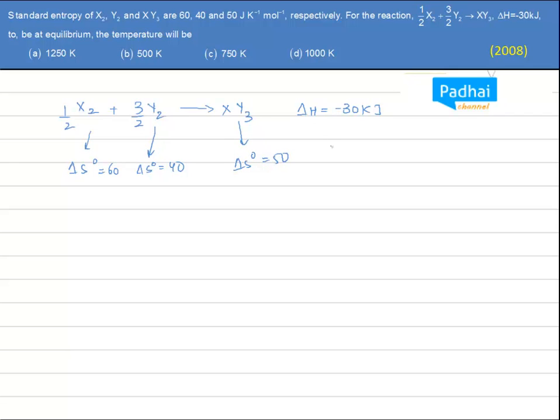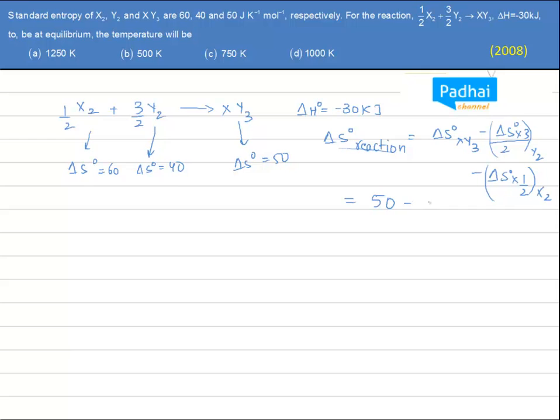Now for the reaction, this is basically delta H naught. For the reaction, what will be the delta S naught? Delta S naught for XY3 minus delta S naught into 3 by 2 of Y2, minus delta S naught into 1 by 2 of X2. So this is the net delta S naught for the reaction. So this will be what?